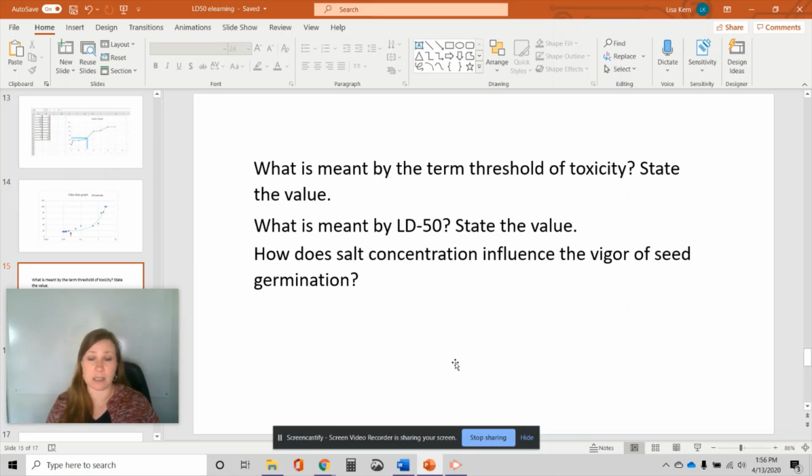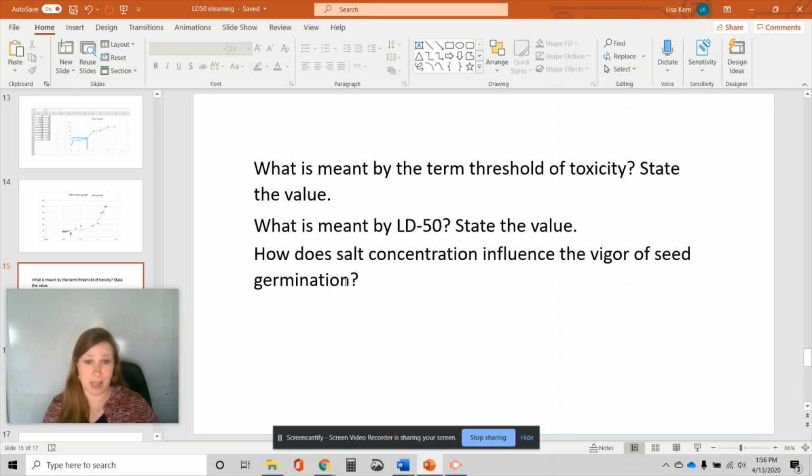LD50 again is the lethal dose for 50% of organisms that we tested it on. And then how does salt concentration influence the vigor of seed germination? The higher the salt concentration, the lower the germination rate. So make sure you answer that question by saying, as this one goes up, this one goes down, or as this goes up, that goes up, or whatever. Talk about the relationship in a directional manner.